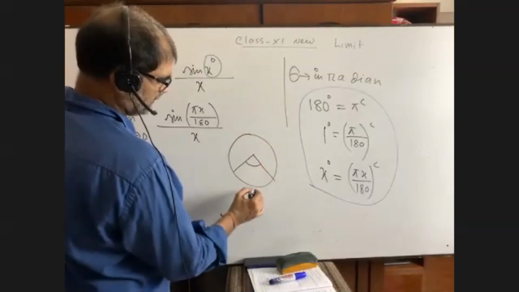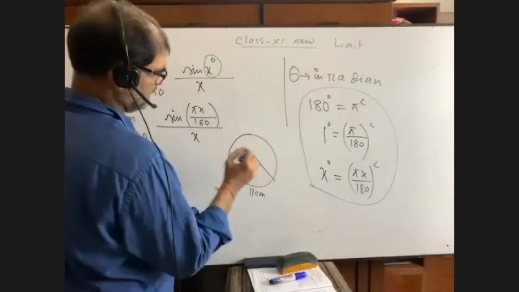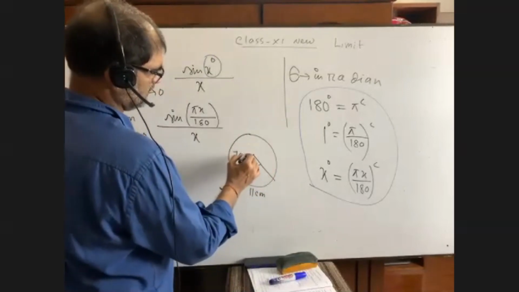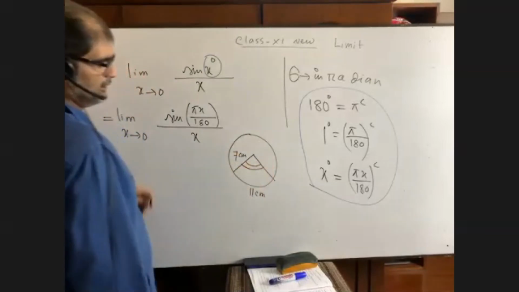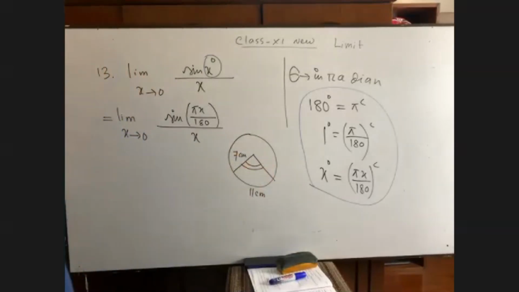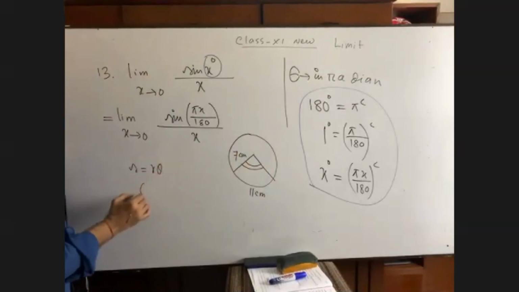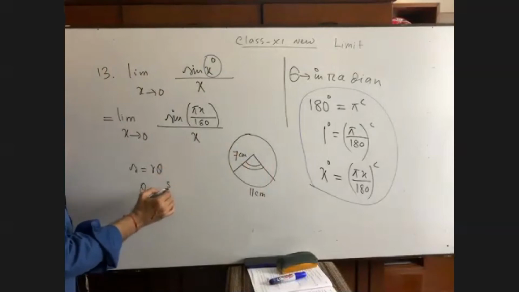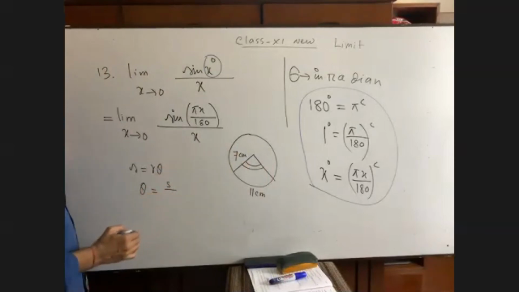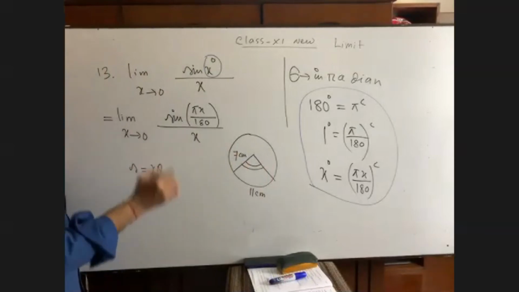It is 11 centimeter and it is 7 centimeters. What is the angle here? We know S equals R theta. So theta equals what? Talk to me, please. You did this math, but you did not give emphasis. Theta equals S by R. Am I right?